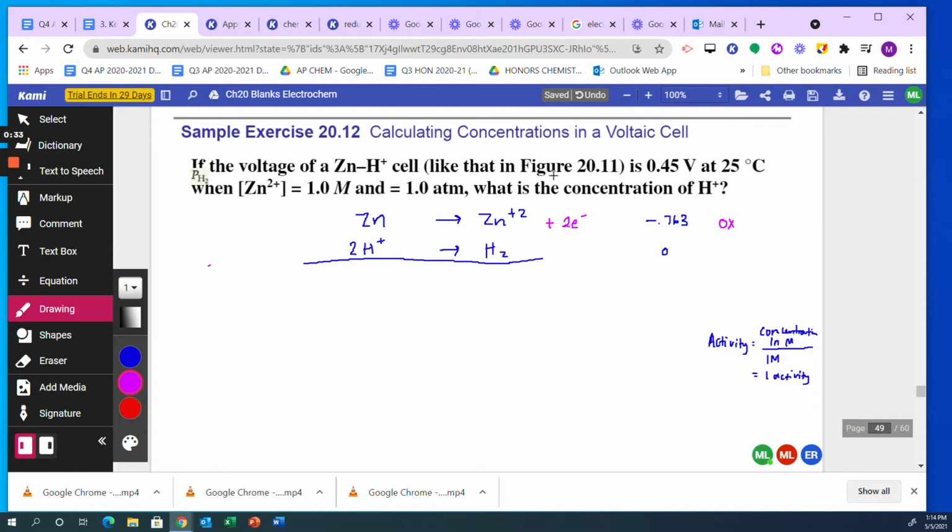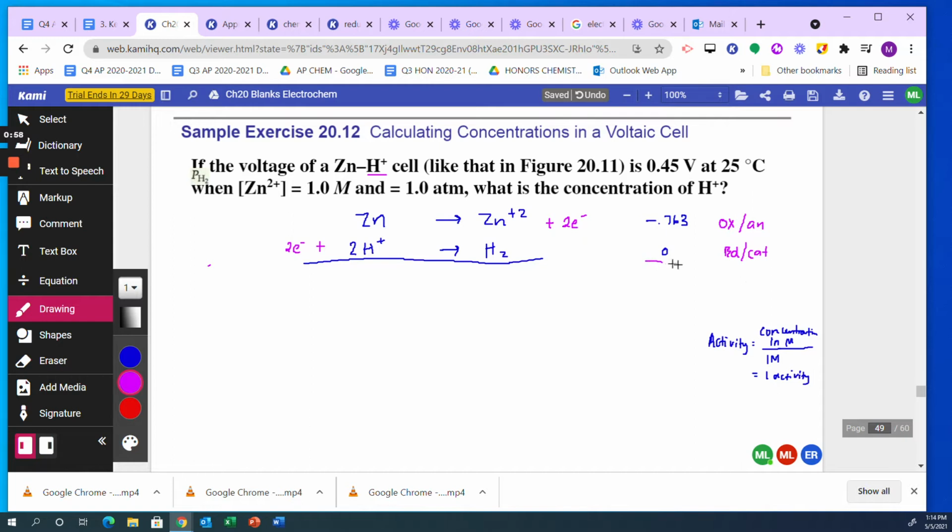And hydrogen, this is the H plus right here. I put a 2 there because it's making hydrogen gas, and it is being reduced as it takes in the 2 electrons from zinc. The cell potential of that is 0 if you look it up on the chart. This is the anode, and this is the cathode.